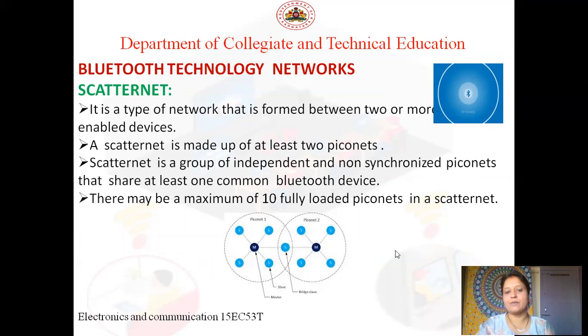There may be a maximum of 10 fully loaded Piconets in a scatter net. Therefore, here we have shown only two Piconets. What is the maximum range for the scatter net here? Up to 10 fully loaded Piconets can be there. Then those 10 fully loaded Piconets combined are called one scatter net.